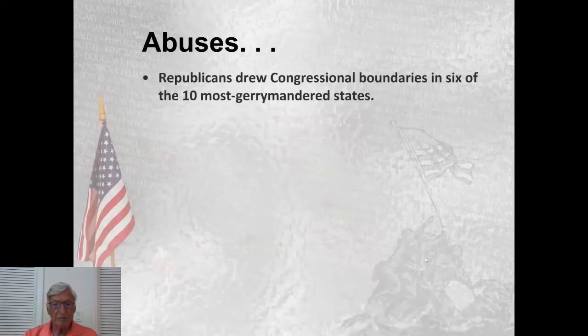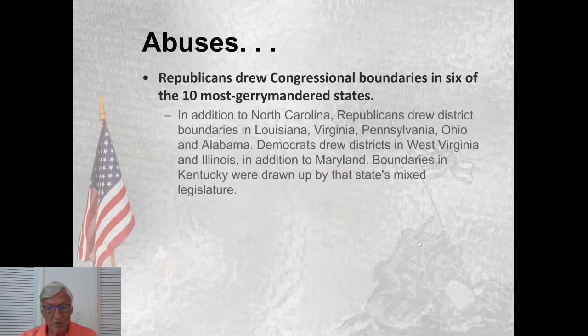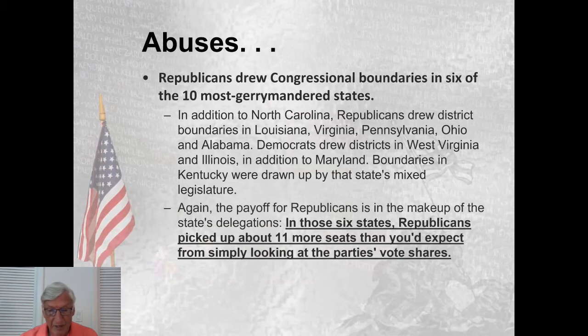Republicans drew congressional districts in 6 of the 10 most gerrymandered districts. In addition to North Carolina, Republicans drew district boundaries in Louisiana, Virginia, Pennsylvania, Ohio, and Alabama. Democrats drew districts in West Virginia and Illinois, in addition to Maryland. Boundaries in Kentucky were drawn up by the state's mixed legislature. Again, the payoff for Republicans is the makeup of the state's delegations. In those 6 states, Republicans picked up about 11 more seats than you'd expect from simply looking at the party's vote shares.